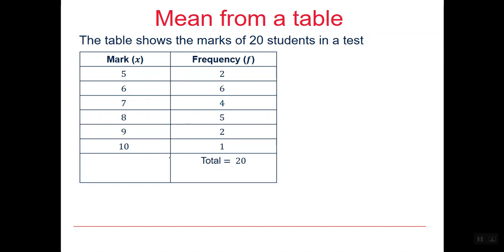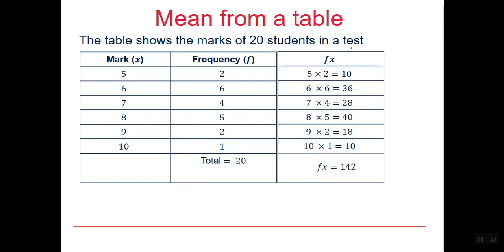So whenever you did this at GCSE, you were probably asked to calculate it both by hand and then possibly just by inputting the values into a calculator. If you did it by hand, you would have added an extra column, and in this case it would have been the frequency times the mark. You would have calculated all these values and found the sum of f of x. In this case, it's 142.